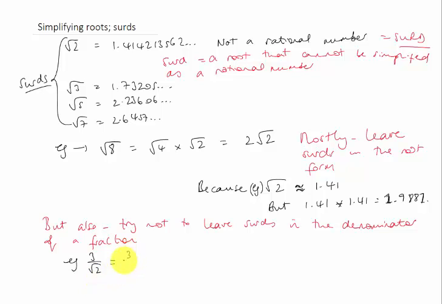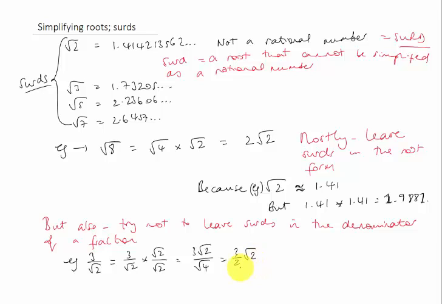So how would we do that? We'd do it by multiplying by square root of 2 over square root of 2. So then we'd have 3 times square root of 2 over square root of 4, which is 3/2 times square root of 2. This is mostly preferred by most people.